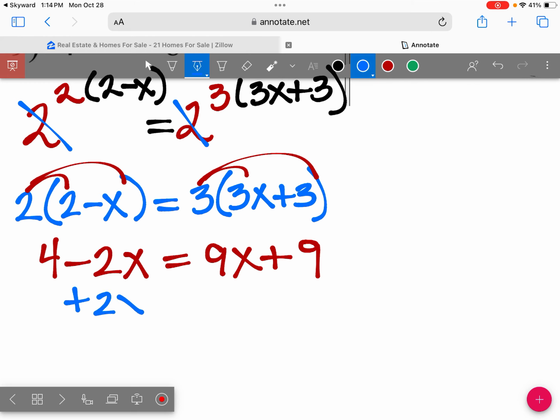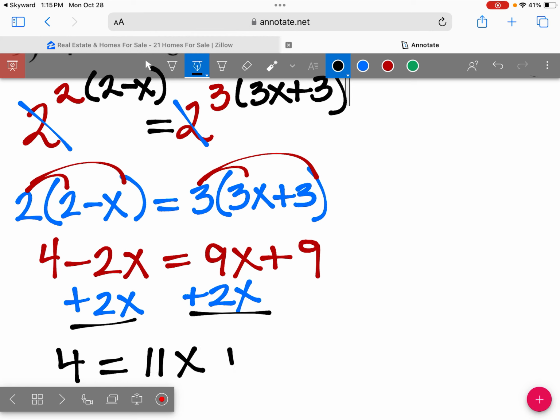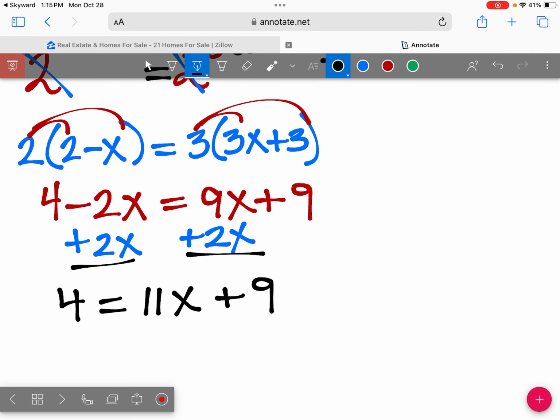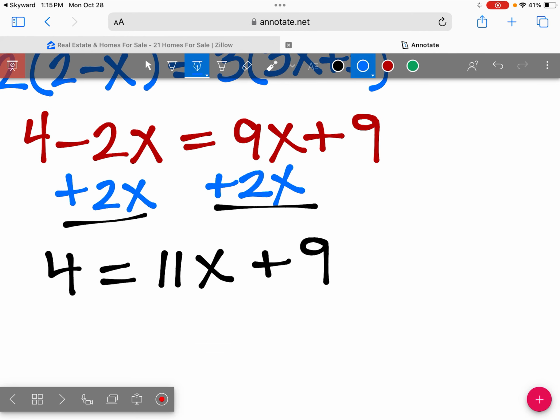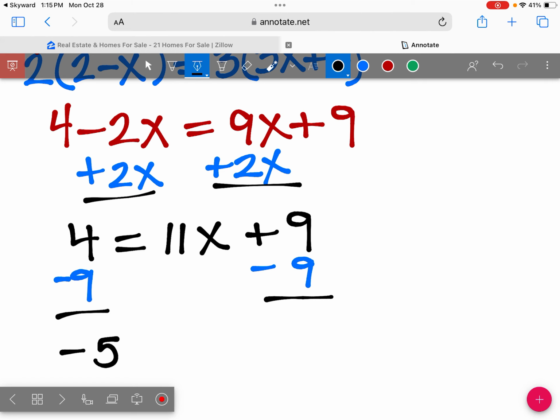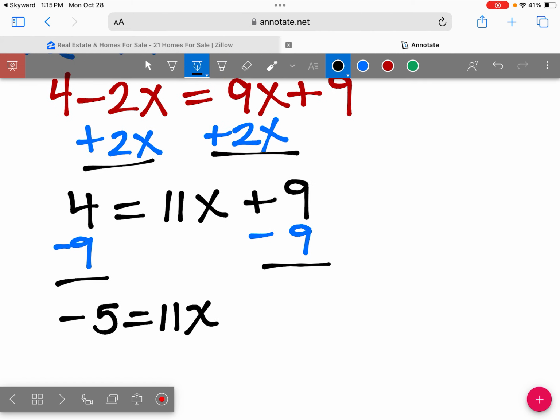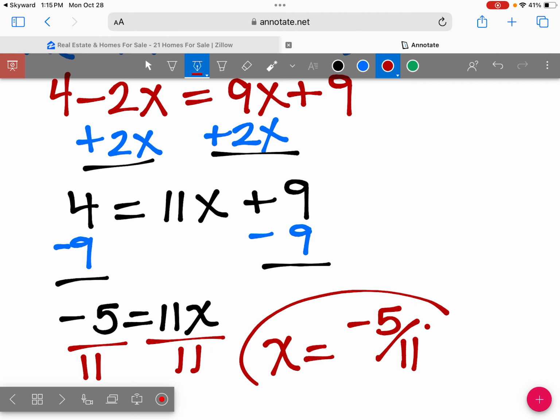So I'm going to add my 2x. You could also subtract the 9x, so don't cross off what you did. At the end, we should get to the same answer. I don't remember getting this answer either, 5th period. Or maybe I did. So -5 equals 11x. Divide by 11. Who got -5 over 11 as their answer? Okay.